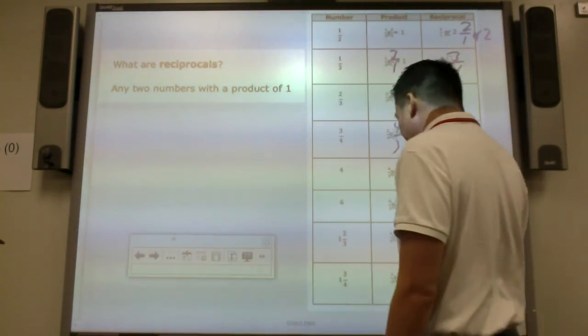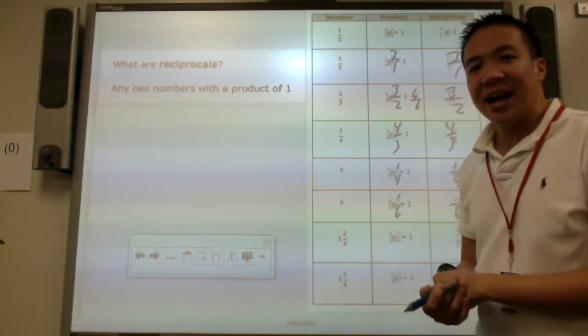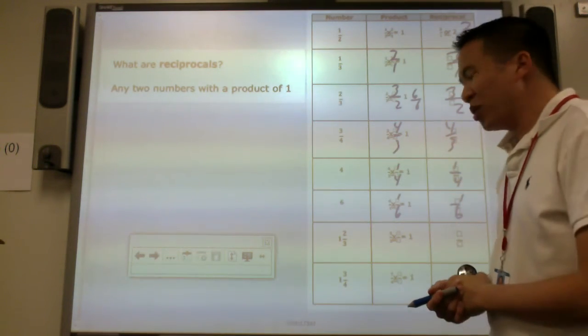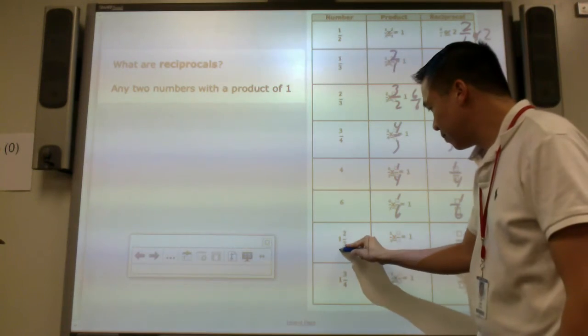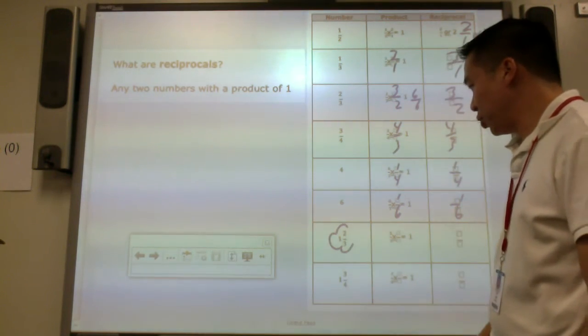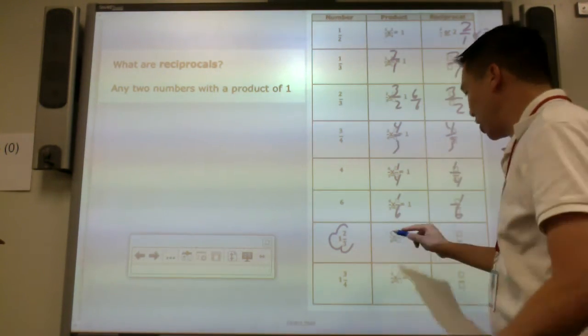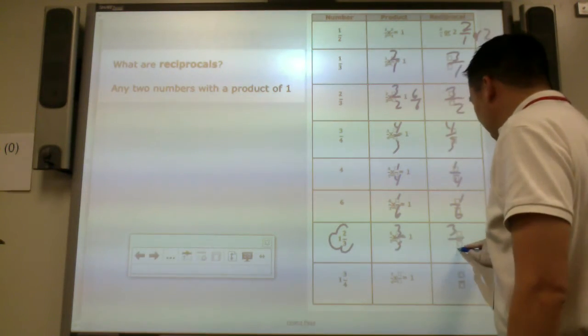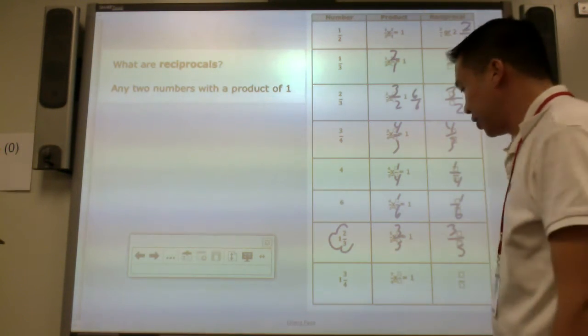1 2/3. Well, first of all, is that an improper fraction? No. What would it be as an improper fraction? 3 times 1 is 3 plus 2 is 5/3. I do the switching of it, 3/5. So the reciprocal of 5/3 is 3/5.